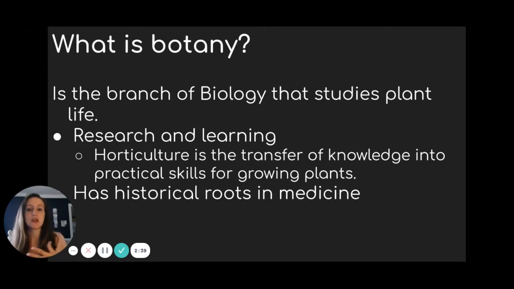A lot of times you think back to medieval times, if you've ever watched any of those shows, and you have the people out in their gardens and they're picking all these herbs and they're grinding them and mixing them in teas. And some of this may still work, and we do still use plants in medicines today. So botany is more of a research and a science, whereas horticulture takes that knowledge from botany and applies it to actually grow the plants and grow them well.